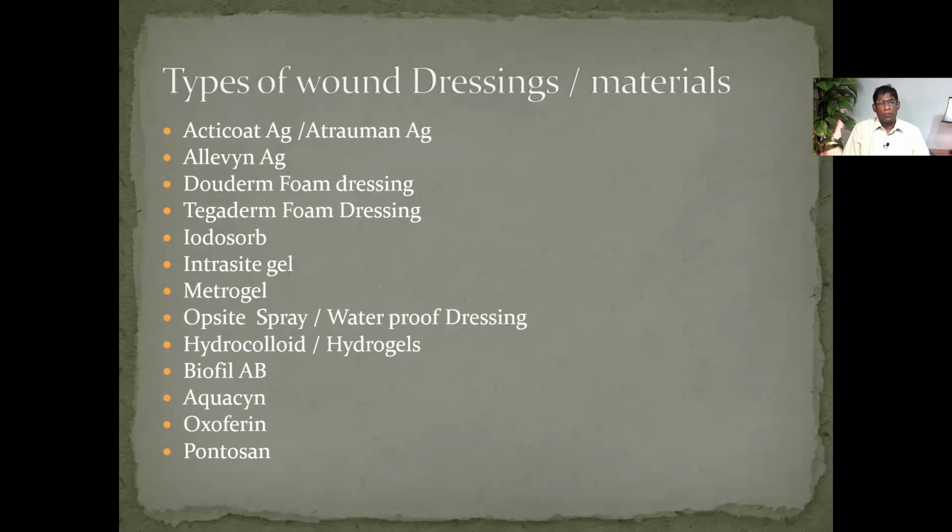And Metrogel, being a gel, keeps the wound moist, and Metrogel has got hydrocolloids, which have the potential to influence the granulation tissue, and it has also got metronidazole. Then there is Opsite spray and Opsite waterproof dressings. Opsite waterproof dressings are basically used on surgical wounds and not in chronic wounds.